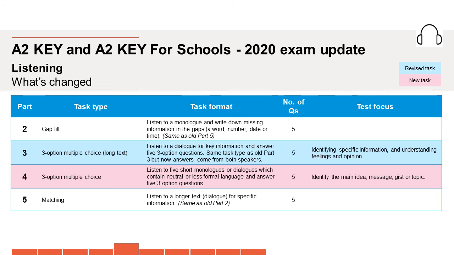Part 3 is a multiple-choice task based on a longer listening. In the old test, this was focused on information given, with answers consistently coming from the person responding to questions. Now, the answers come from both speakers. Part 4 is a new multiple-choice exercise based on 5 short texts, and it tests feelings, opinion, and gist, helping to align Key with Preliminary and First. We will look at an example on the next slide. Part 5 is the old Part 2 longer listening matching task.